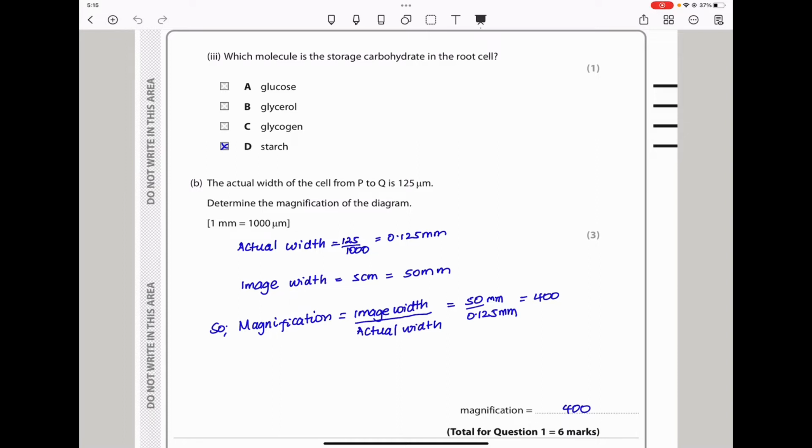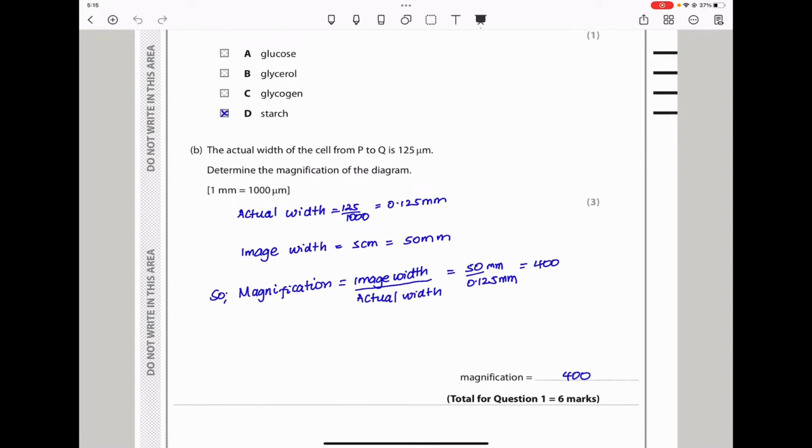Next, they ask, the actual width of the cell from P to Q is 125 micrometer. Determine the magnification of the diagram. Here they've given us 1 millimeter is equal to 1,000 micrometer. So remember they've given us the actual width, which is equal to 125 micrometer. I wanted to convert this to millimeters, which is going to be 0.125 millimeters.